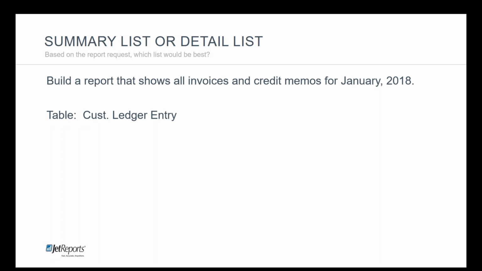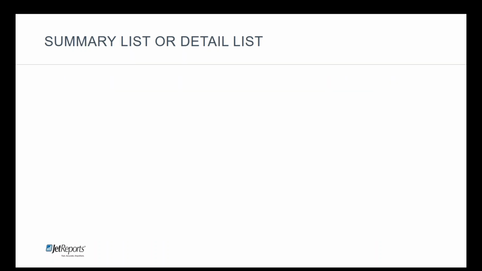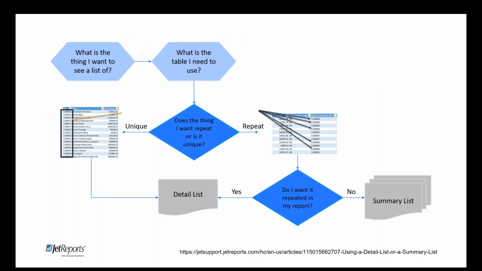Thought process there. Okay. Now there's two trains of thought on this. Let's go back and say, okay, well, what do I want a list of? I want a list of invoices and credit memos. What are those? Those are customer transactions. What table do I need to use? The customer ledger entry table.